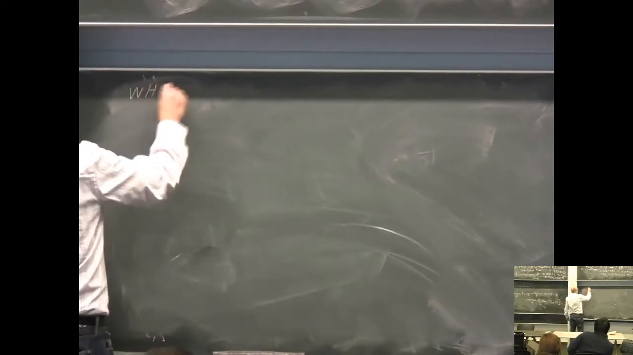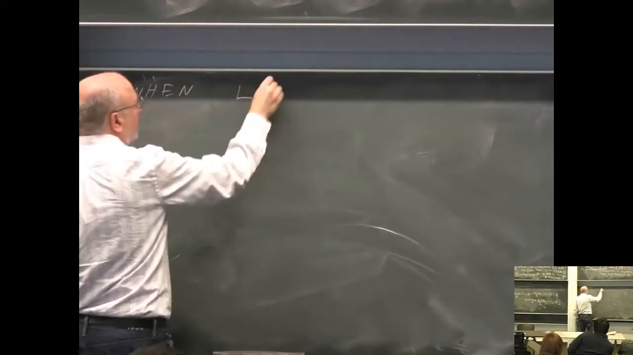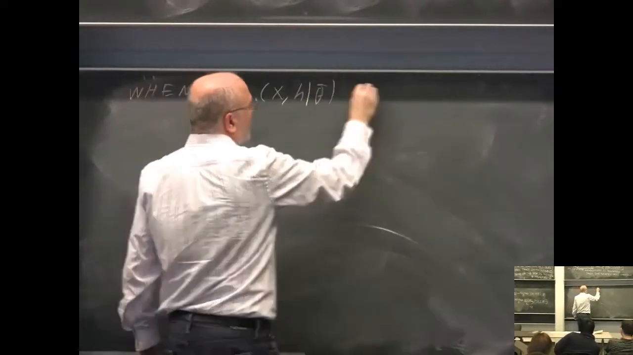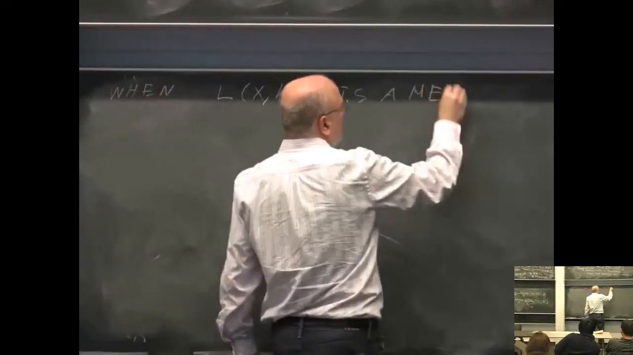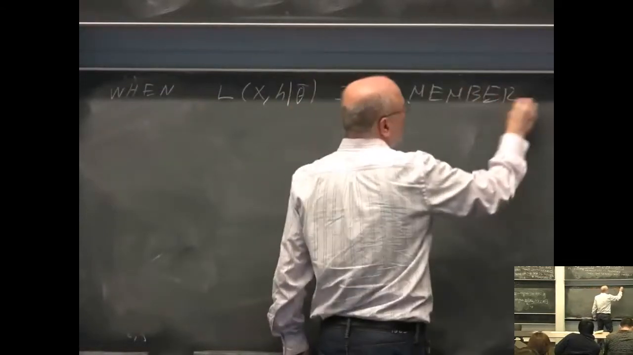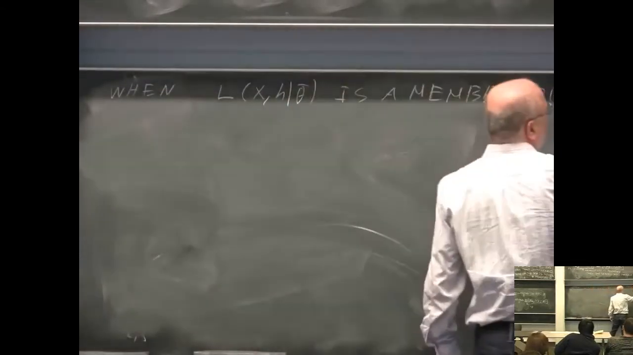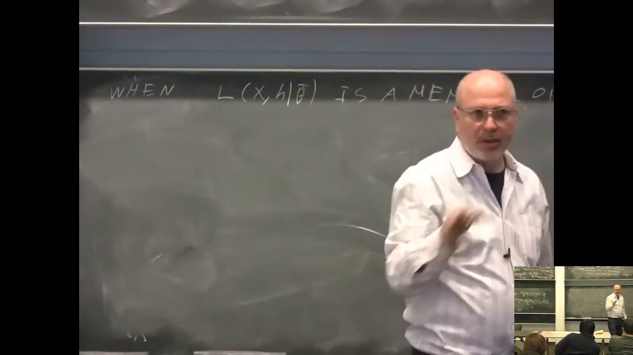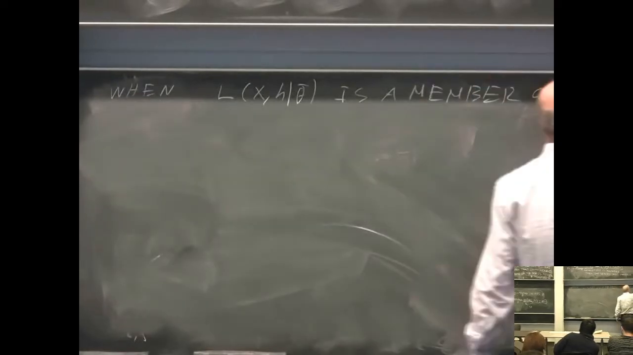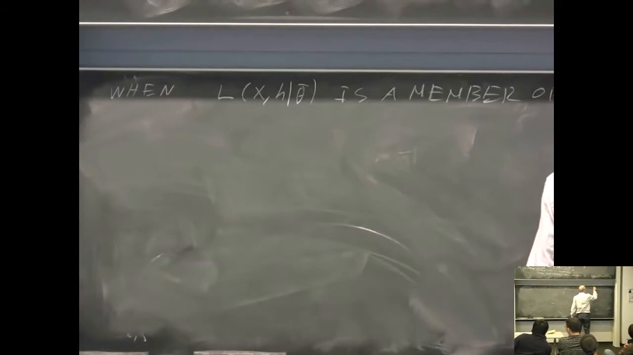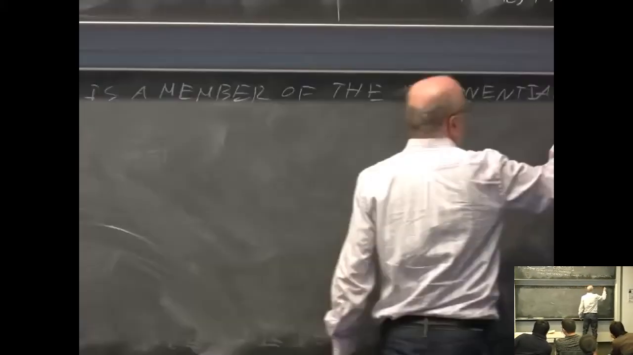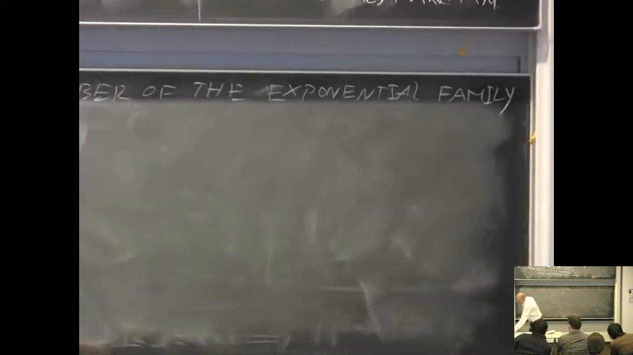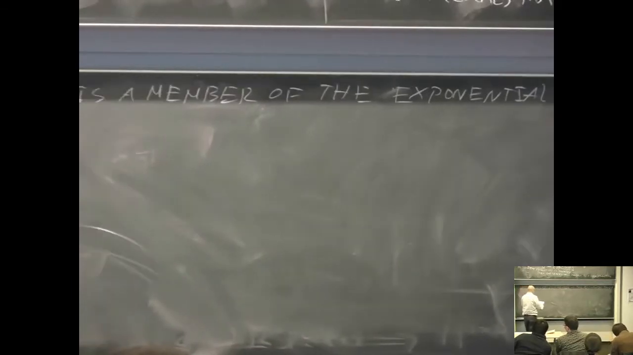When the likelihood function of x and h is a member of the exponential family, which is not the same as the exponential distribution. There's something called the exponential distribution. There's an exponential family of distributions. Let me try to give you a definition of what it means.